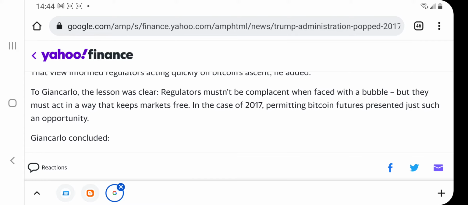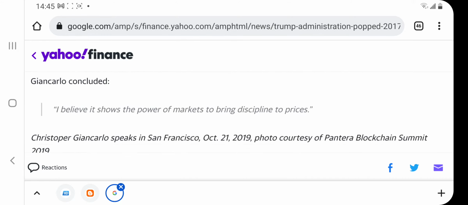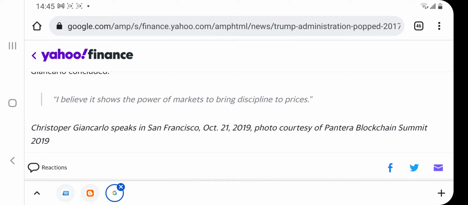Okay, so regulators mustn't be complacent when faced with a bubble. They must act in a way that keeps markets free. In the case of 2017, permitting Bitcoin futures presented just such an opportunity. So what he means, guys, is that he thinks that the market will adjust by itself, and by allowing futures to be presented, he knows the market will adjust itself, which means, guys, that the market will fall because it was already in a bubble situation.